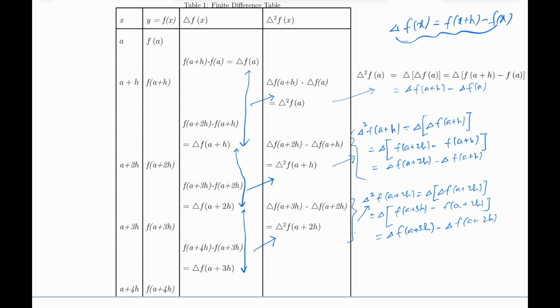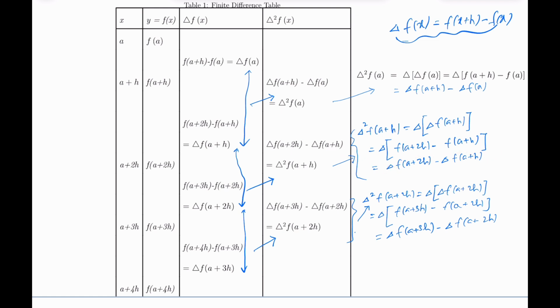Why? See here. Delta square f(a+h) is delta of delta f(a+h). And delta f(a+h) is delta of f(a+2h) minus f(a+h). Open the bracket. This is delta f(a+2h) minus delta f(a+h). This is what is written here.